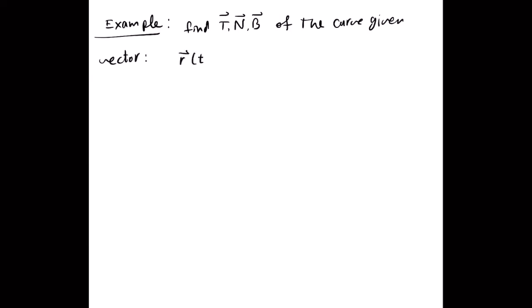R of t is given by cosine 2t, sine 2t, and t. You have some experience now to see what this curve is. This curve is known to us. We know this curve by heart now.